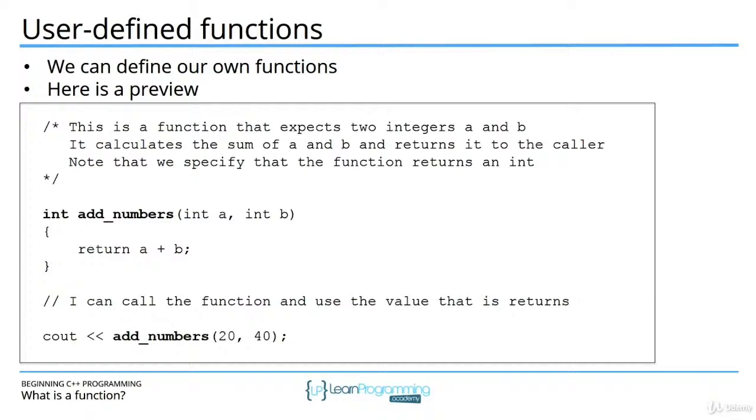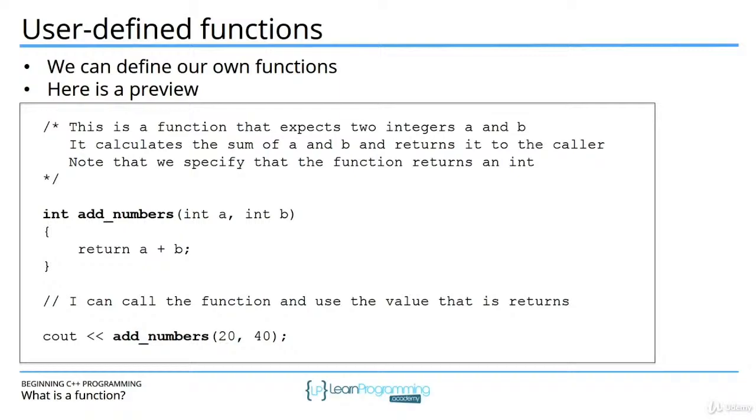Here's a preview of a very simple function so you can see where we're going. Don't worry about the syntax, I'll cover all that later. In this case, I have a function called addNumbers, and it expects 2 integers named a and b. The body of the function simply returns a plus b. So we take the sum of a plus b and return the result to the caller. Notice the int to the left of the function name. That tells you what the function returns. In this case, an integer.